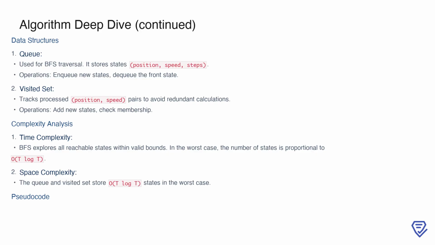In terms of complexity, the time complexity is proportional to O(t log t) in the worst case, as BFS explores all reachable states within valid bounds. The space complexity is also O(t log t), as both the queue and the visited set store the same number of states. Together, these data structures and optimizations ensure that the algorithm is both time and space efficient.